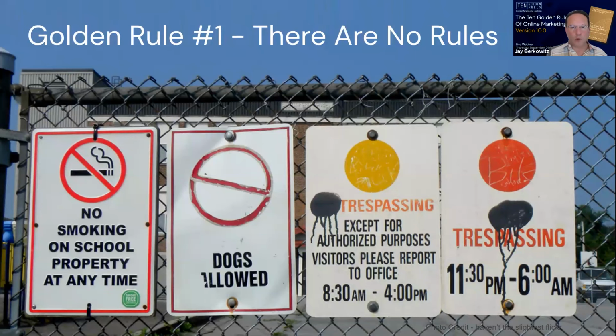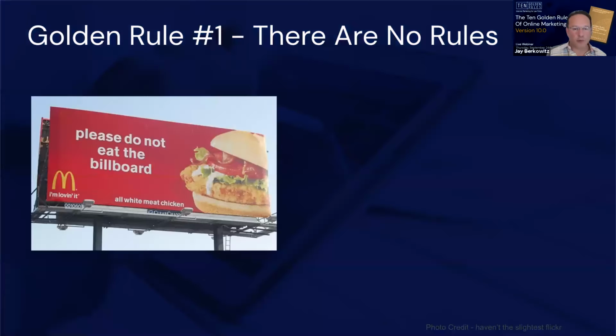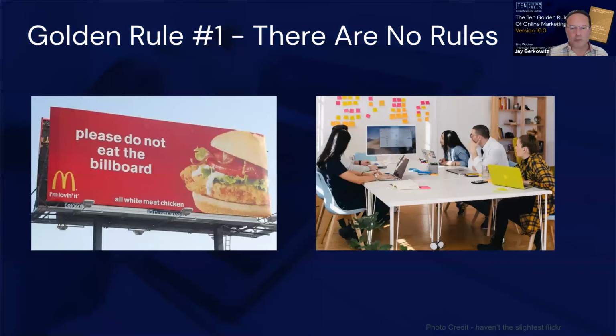Golden rule number 1 is there are no rules. What I mean by that is I came from traditional marketing. I did advertising, $40 million for Coca-Cola, $50 million for McDonald's restaurants. And what we did when we did that kind of marketing is we applied the rules, meaning billboards. You didn't want to have more than 5 or 6 words on a billboard because people are driving quickly on a highway. And so we didn't know what worked. We didn't know how much it worked, but we knew it worked.